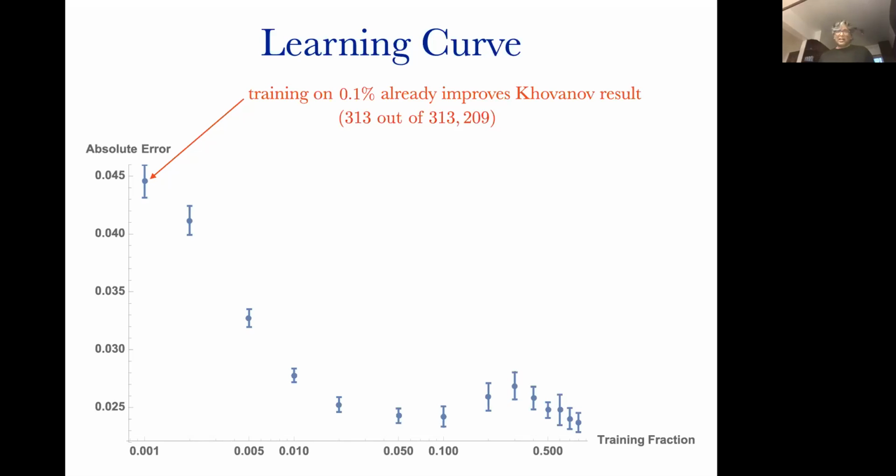As well, the training, even on 0.1% of this data set, so you use roughly 300 knots out of 313,209 to develop your network, and you predict on the other 99.9% of knots in your database, already this error improves the result from Khovanov ranks. So Khovanov homology is a very complicated apparatus. A simple neural network does better at some level. This indicates, at various fractions of training, how well the network performs.